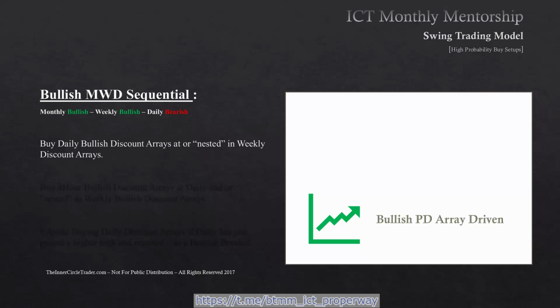They may be overlapping or having a confluence of levels. When the monthly and weekly are bullish, but the daily is correcting lower, all indications on the daily chart would look like probably a bear market or a steep correction lower. All we're going to be doing is, in these conditions, looking at discount arrays on the daily at or inside nested weekly discount arrays. And we'll buy 4-hour bullish discount arrays at daily and/or nested weekly bullish discount arrays.